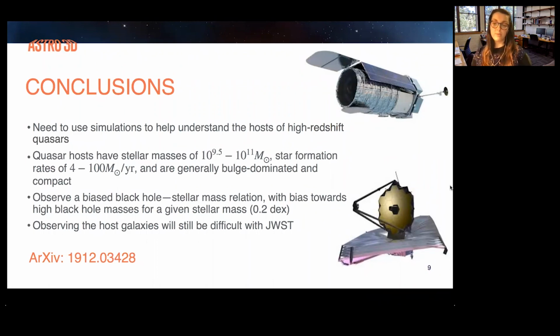However, with the launch of James Webb and then in the future WFIRST, certainly the possibilities for observing these galaxies will be much more promising.